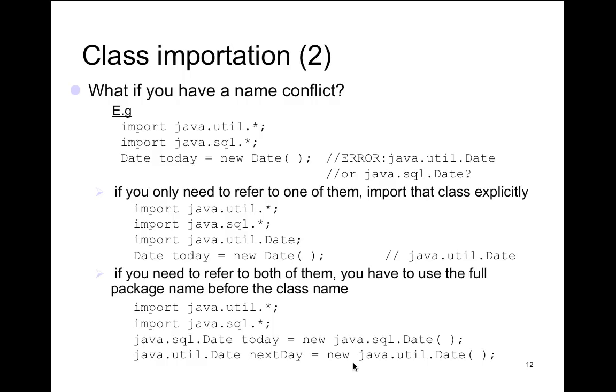And then you have the case in which you have a conflict. Let's say you have SQL and you have util, and they both have Date, which is what this example is all about.